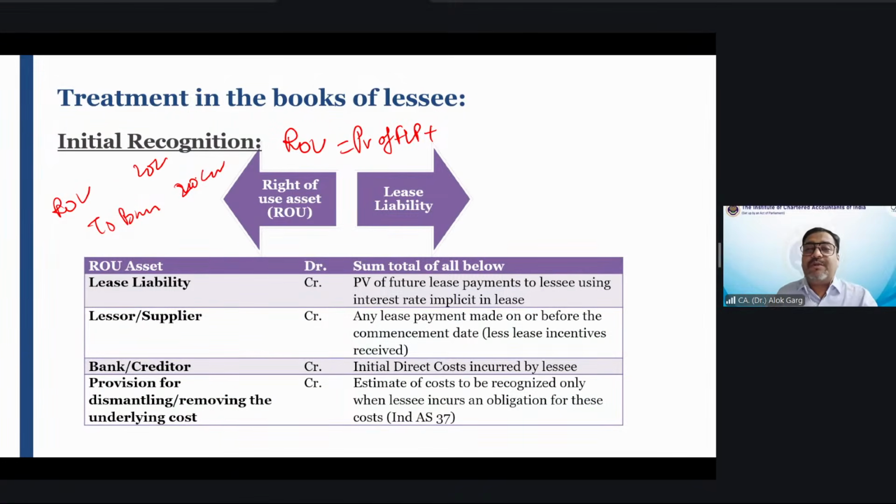So ROU is equal to the present value of future lease payments plus advance payment, any payment made on or before the commencement date, plus initial direct cost plus cost of dismantling, asset retirement obligation cost, decommissioning cost. Okay, so these four make up the total of ROU. Any payment which you have to make in future, you have to discount it. Any payment you have made in the past, I mean to say in advance, or on the commencement date, you have to take at full value, because the present value of 100 rupees today is 100 rupees only. Plus initial direct cost plus asset retirement obligation. Okay.